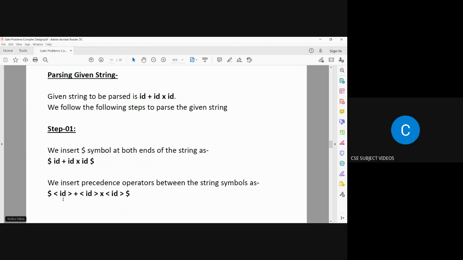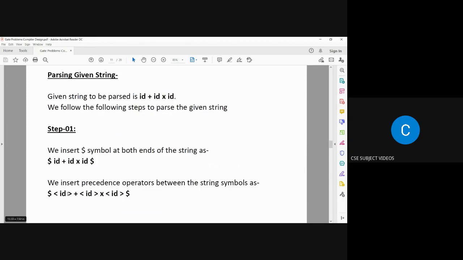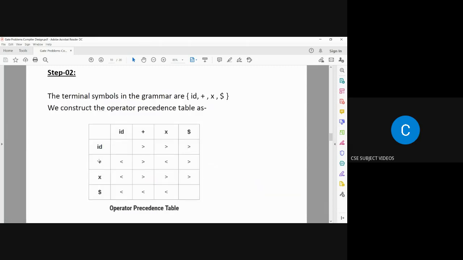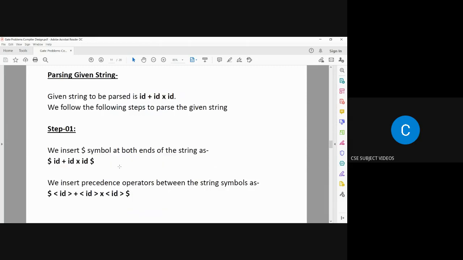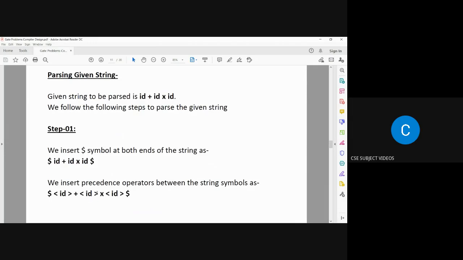Next, id and then plus. id greater than plus. Next, plus and then id: plus has lesser priority and id higher priority, so plus less than id. And then id and the multiplication symbol. Come to the table: id greater than the multiplication symbol.